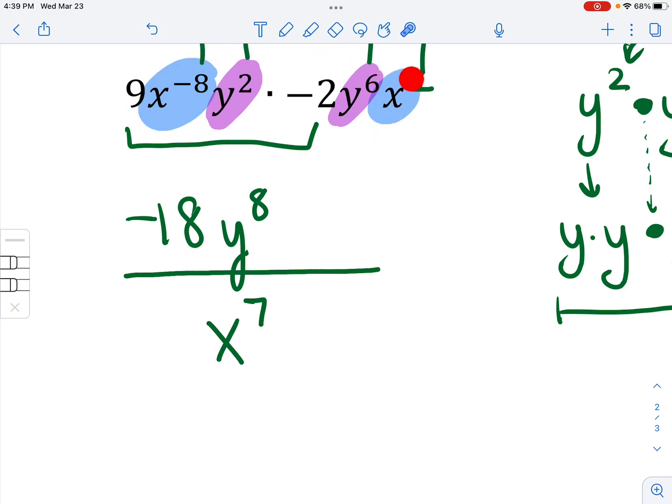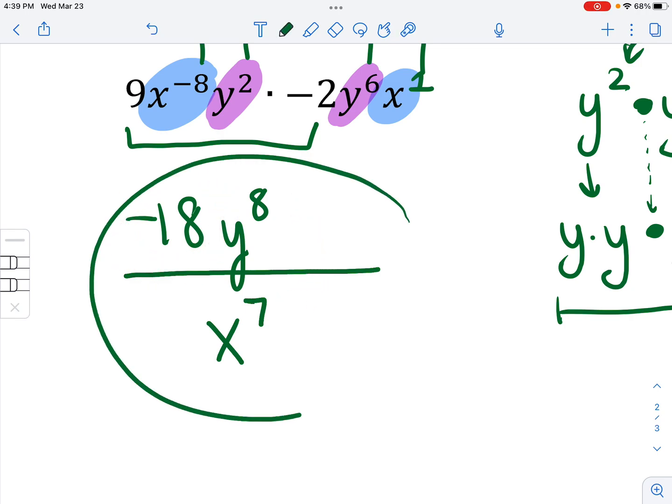So this whole craziness turns into this. 9 times negative 2 is negative 18. Negative 8 with a 1 is negative 7. That was here. It moved downstairs. y² and y⁶ makes y⁸. No repeat letters. No negative exponents. Negative 18 is fine on its own. That's when I'm ready to circle my final answer.